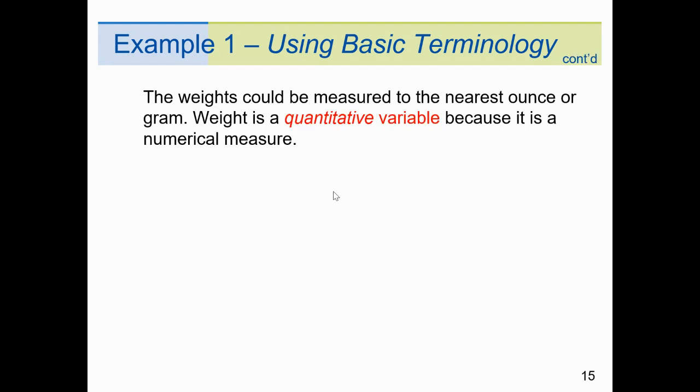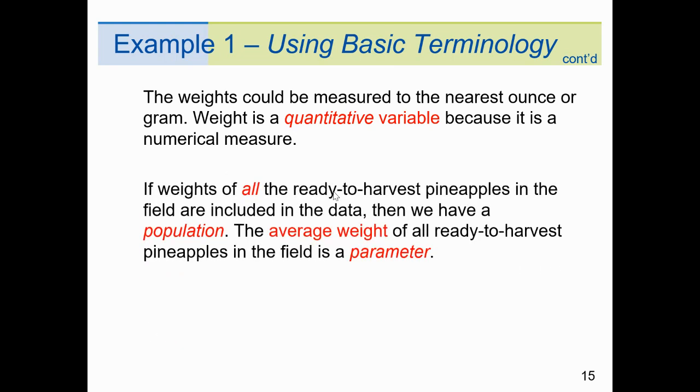Weights could be measured to the nearest ounce or gram. Weight is quantitative because it's a numerical measure. If all the weights of all of these pineapples in the field were gathered, then all of these pineapples in this field consist of a population. Then the average weight, since it's based on a population, would be known as a parameter.